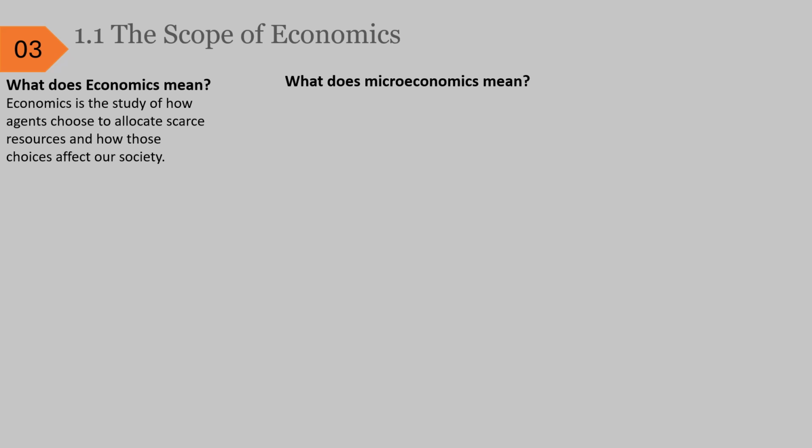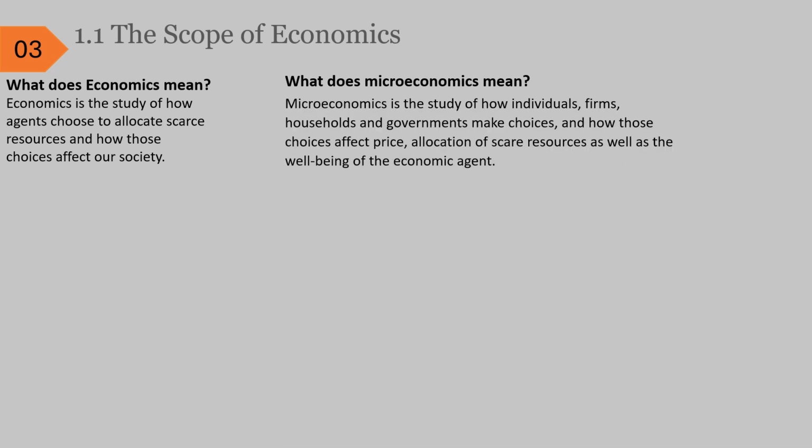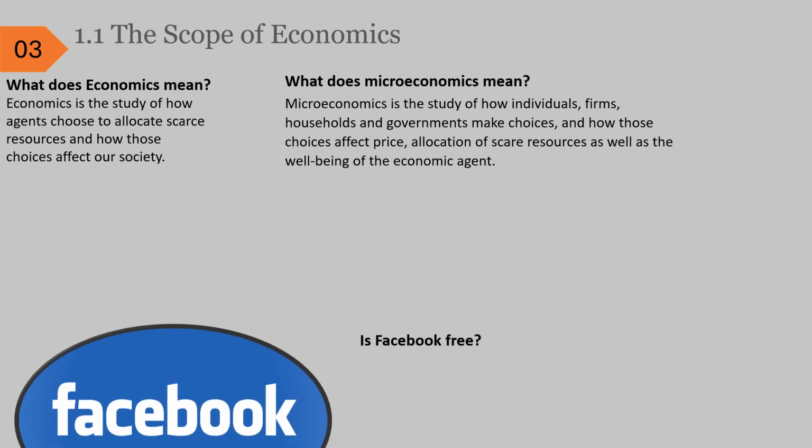Well, if economics is the study of how agents choose to allocate resources, then microeconomics is the study of how individuals, firms, households, and governments make choices and how those choices affect the price allocation of scarce resources as well as the well-being of the economic agent. Economic agents is also something that we will look at as we move down this lecture.